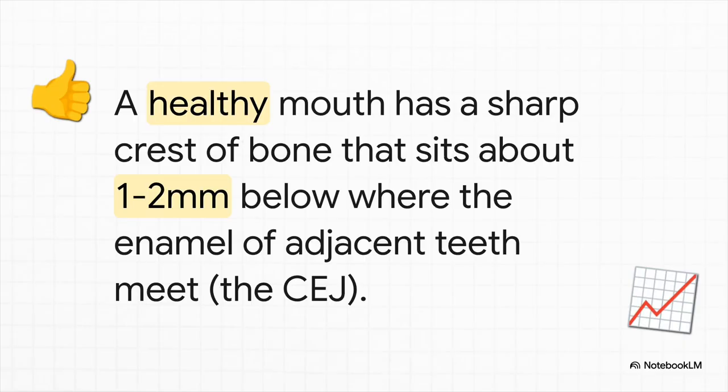In a healthy mouth, the bone level, the alveolar crest, should be this nice, sharp, crisp line. And it should sit just a tiny bit, like 1 to 2 millimeters, below where the enamel of the tooth meets the root. That spot is called the CEJ. But what really matters is that this line is our critical benchmark. Everything is compared to this.